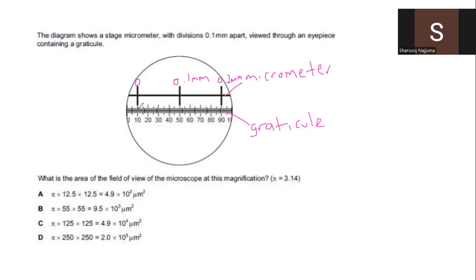In this case, I can see from the 10th division to the 50th division, the distance apart using the stage micrometer is 0.1 millimeters. So 50 minus 10, you get 40 divisions in between there. That means that 40 eyepiece graticule divisions or units are equivalent to 0.1 millimeters. Okay, so I'll note this because this is going to be very important as I answer this next question.